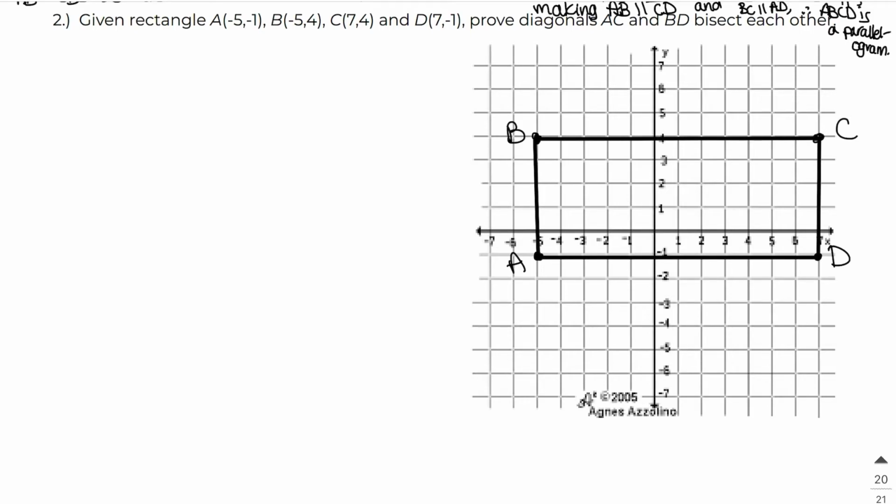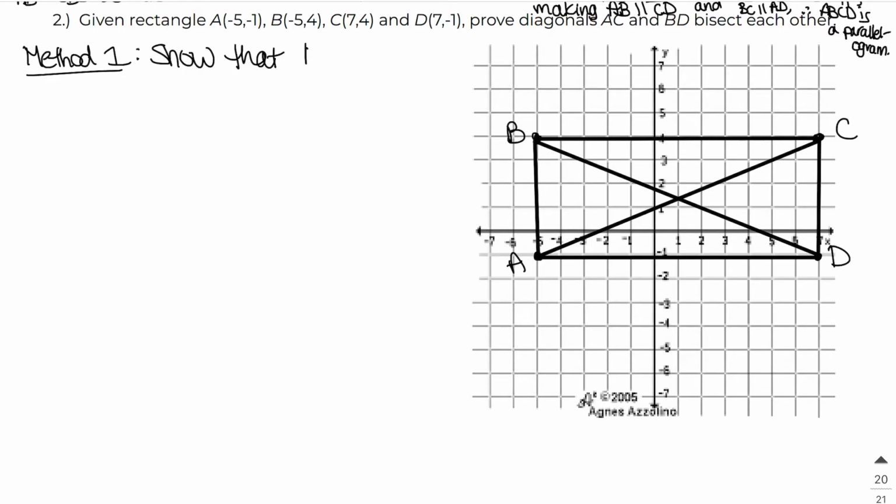And we want to prove that the diagonals are going to bisect each other. So I'm going to draw my diagonals in, and I want to show that they're going to bisect each other. Now, there are 2 different ways that I can do this. So let's look at 2 different methods. The first method is to just find the midpoint, okay? So we want to show, our method 1 is going to be to show that AC and BD have the same midpoint.